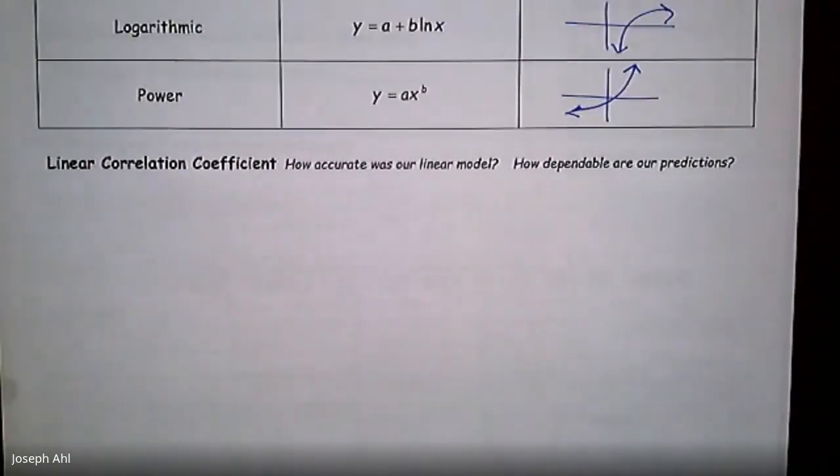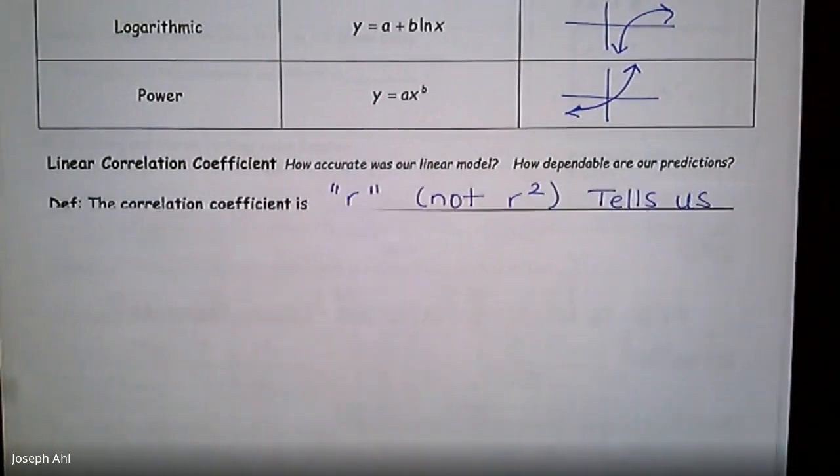So if we're good with that, we're going to now talk about something called the linear correlation coefficient. When we talk about correlation, we're talking about how accurate is the linear model and how dependable are the predictions that we make based on that linear model. So there's a value that we can calculate that tells you how strongly correlated the two variables are that we're looking at in our data set.